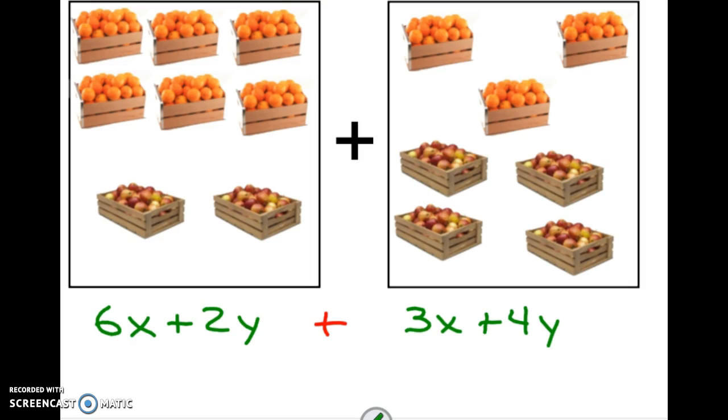Now, if we count them all up, we see that we have 9 crates of oranges, and we have 6 crates of apples. Now, if we add the 6x and the 3x together, the 6 plus 3 would give us the 9. And if we add the 2y and the 4y together, we would get the 6y. So if we add like terms, ones that have the same variables, we can get the same answer.